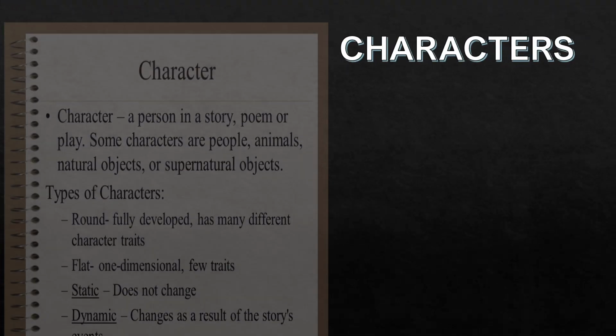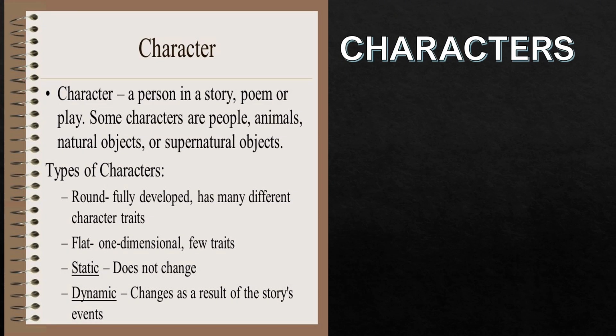Next is character. Character is a person in a story, poem, or play. Some characters are people, animals, natural objects, or supernatural objects. There are different types of characters. We have round character, which is fully developed and has many different character traits. The flat character is one-dimensional and only has a few traits. The static character does not change. The dynamic character changes as a result of the story's events.